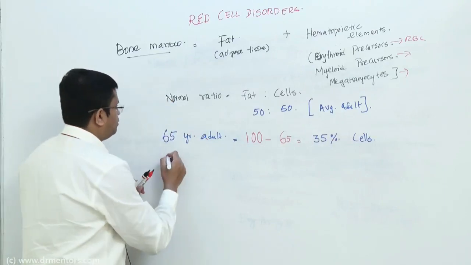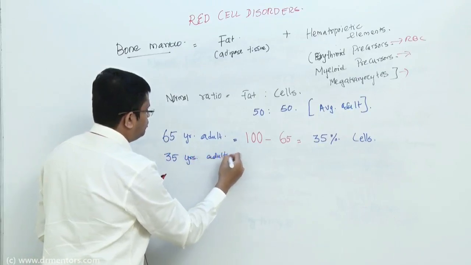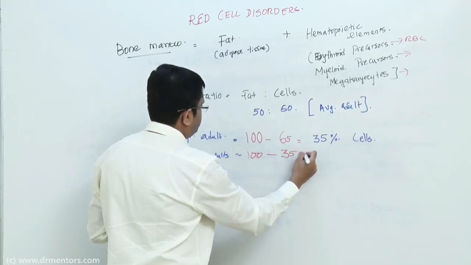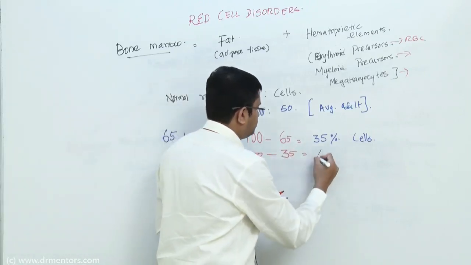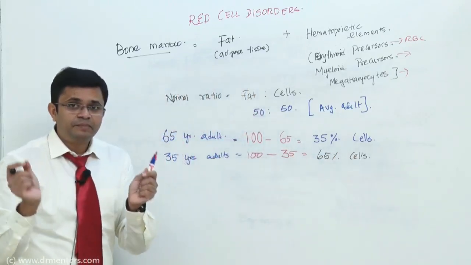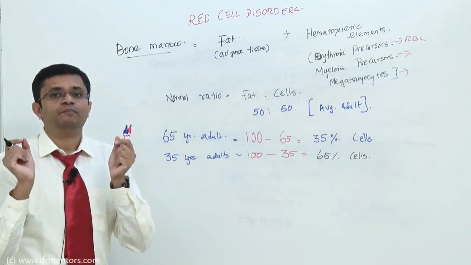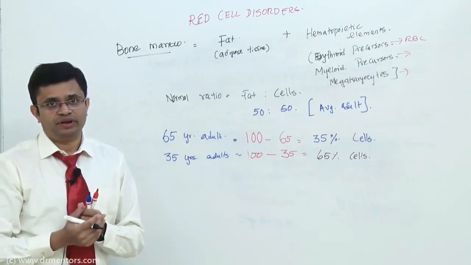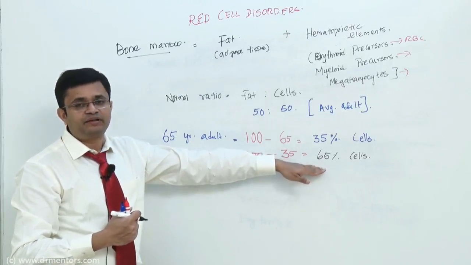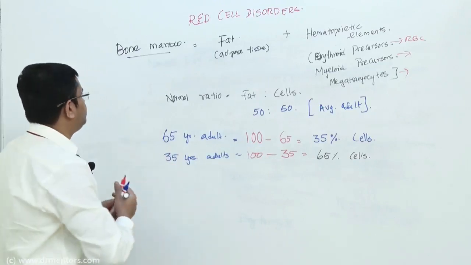Suppose the question is 35 years. It's very simple, the opposite: 100 minus 35, and you get around 65. So 100 minus the age of the patient is the percentage of bone marrow cells in a given individual. That's the total expected cell percentage in a given adult. If you know this first point, it's easy. I think we are done with the first point.